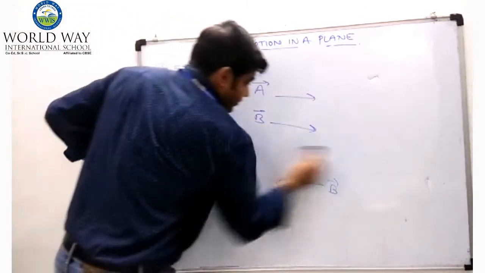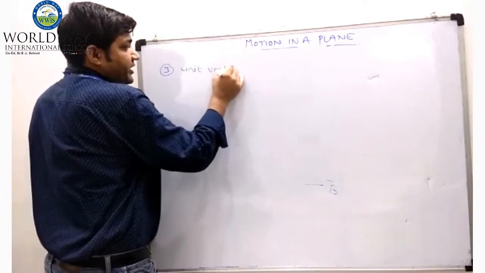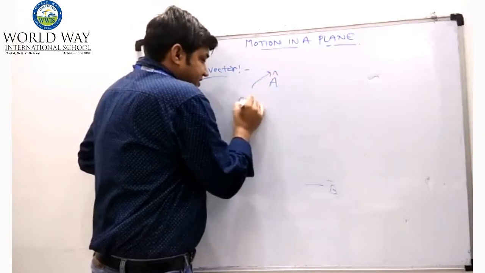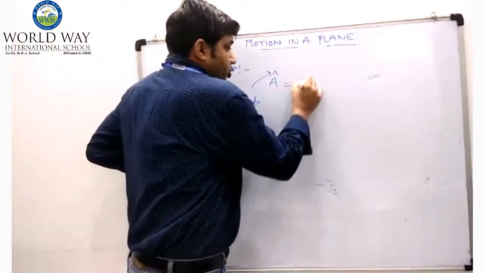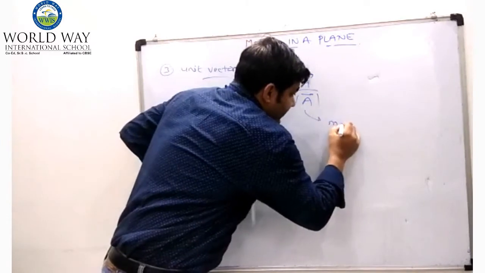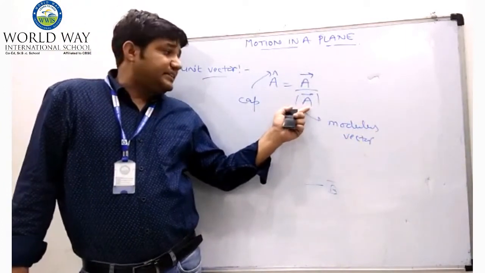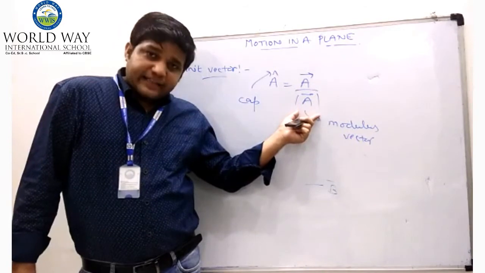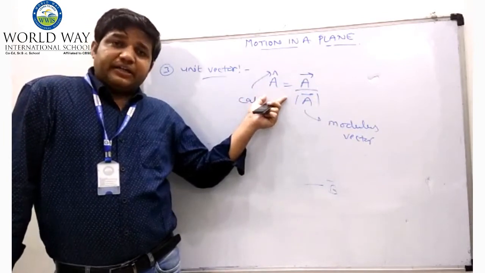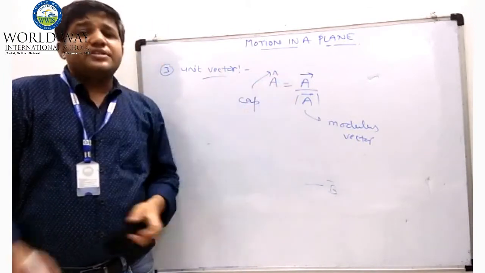The third one, and very important, is the unit vector. What is a unit vector? A unit vector is represented with a cap: A cap equals vector A upon mod of A. What is mod? This is known as the modulus of a vector. The modulus of a vector represents only the length. This is called a unit vector, and the value of a unit vector means a vector that has a length of 1 meter, or any one length, 1 centimeter, 1 meter.